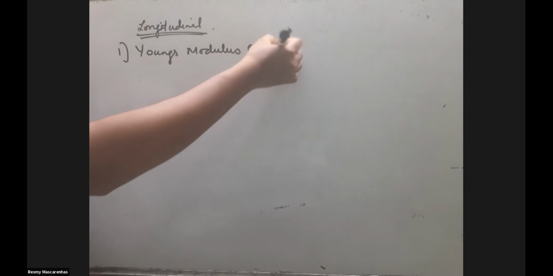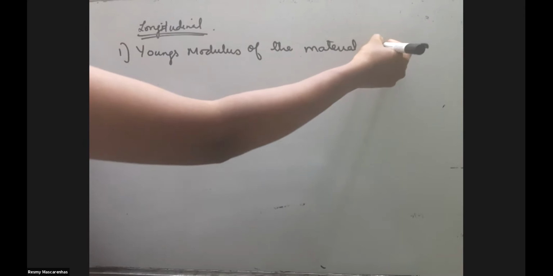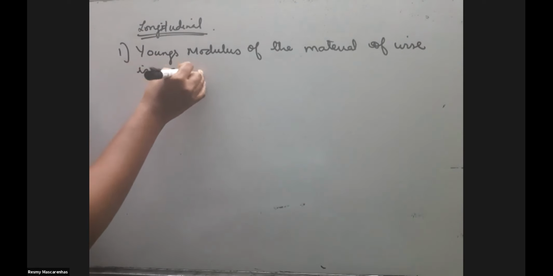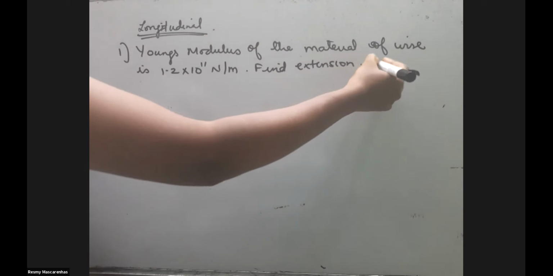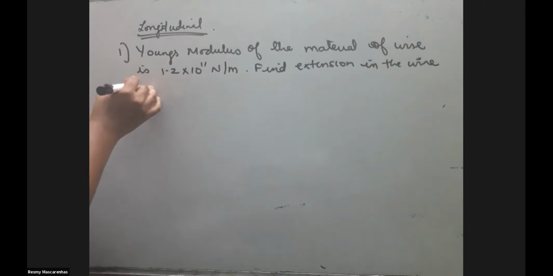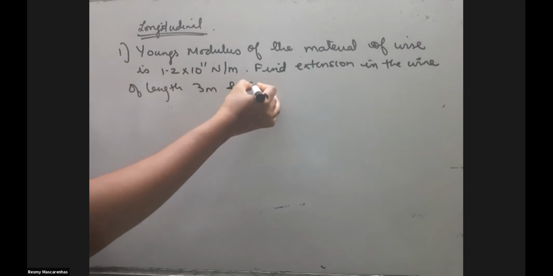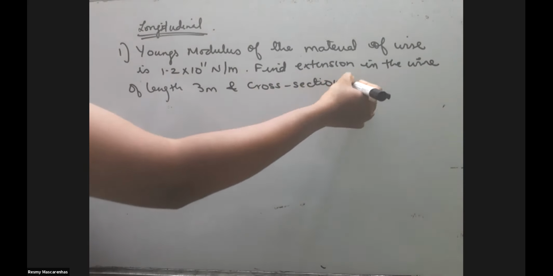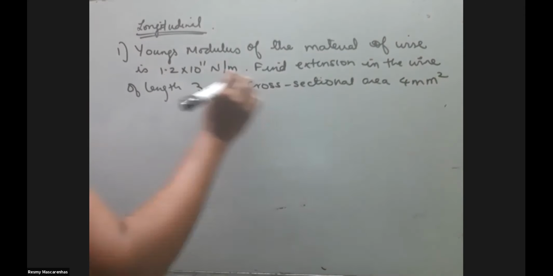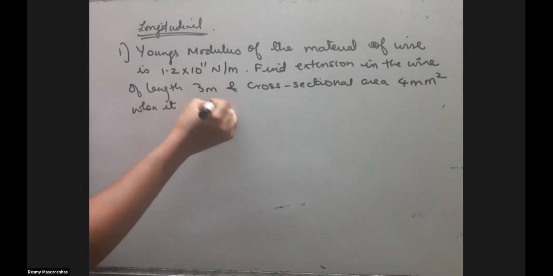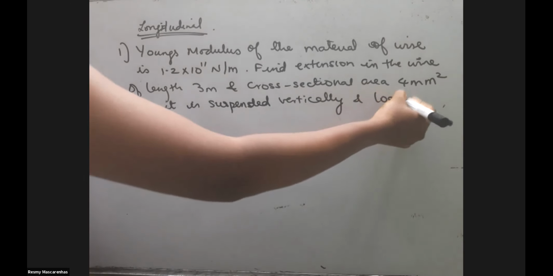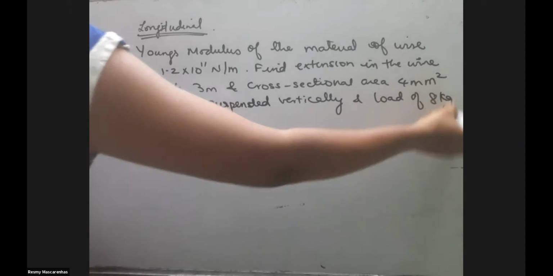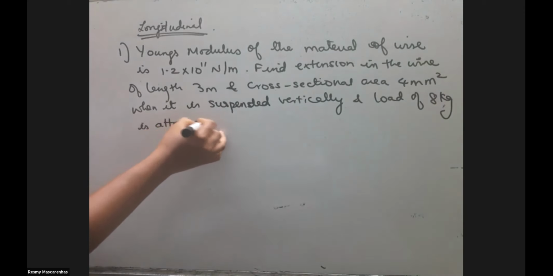First one, Young's modulus of the material of wire is 1.2 into 10 raised to 11 Newton per meter square. Find the extension in the wire of length 3 meter and cross sectional area 4 millimeter square when it is suspended vertically and a load of 8 kg is attached to its free end.